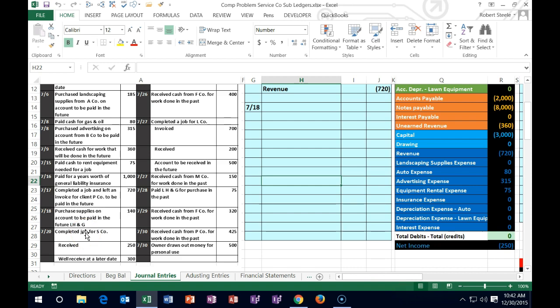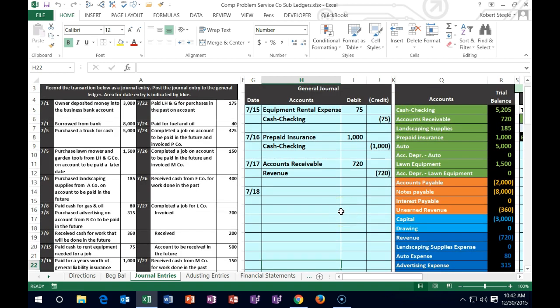718 says purchase supplies on account to be paid in the future from L, H, and G. Okay, so question, is cash affected? And in this case, no. How do we know? Because we purchased it on account and we're going to pay it in the future. Therefore, what are we going to pay with? Really, we're going to pay with an IOU. It's not the IOU we're going to receive, which would be a receivable. It's going to be an IOU that we're going to pay, which we're going to call a payable, accounts payable.